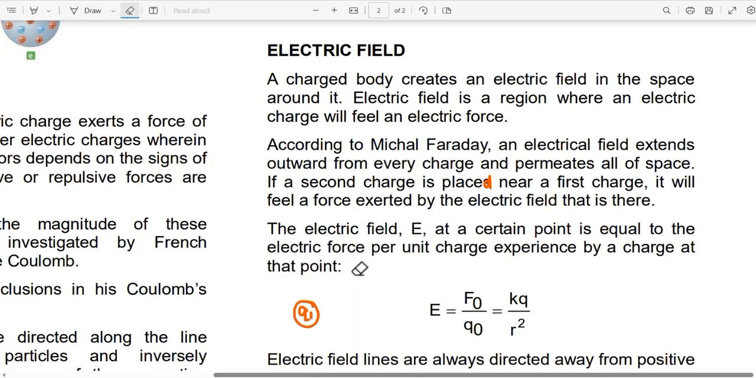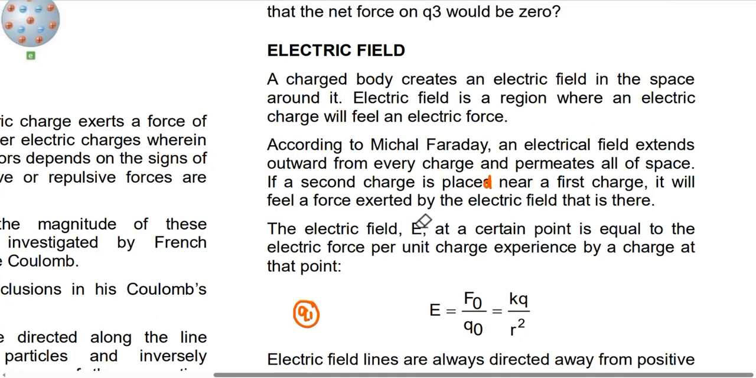Okay, the electric field, for which the variable that we're going to use is E, at a certain point is equal to the electric force per unit charge experienced by a charge at that point. So E is equal to F over Q sub O, or simply equal to KQ over R squared.